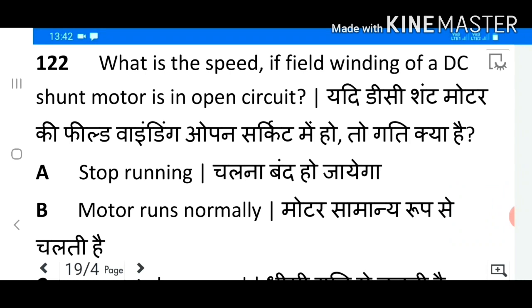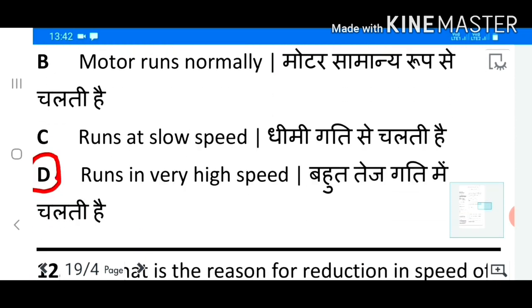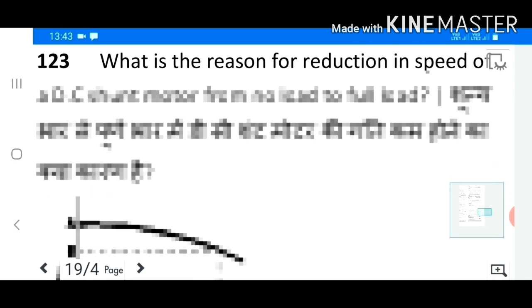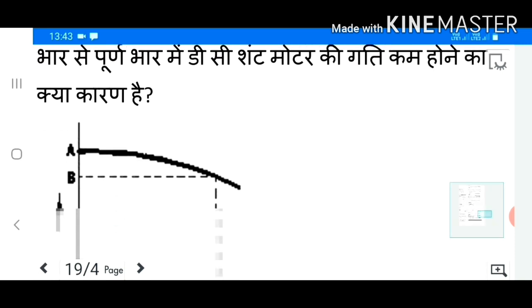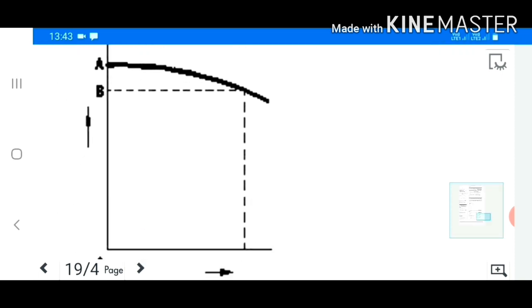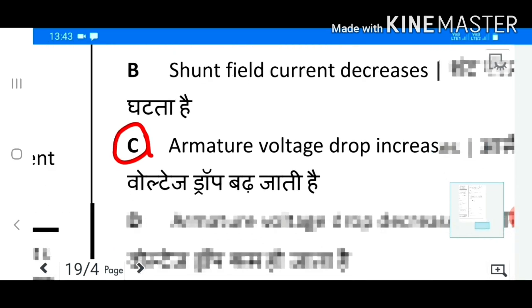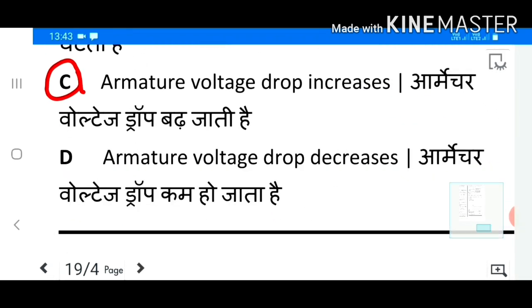122. What is the speed if field winding of a DC shunt motor is in open circuit? Answer D. Runs in very high speed. 123. What is the reason for reduction in speed of a DC shunt motor from no load to full load? Answer C. Armature voltage drop increases.